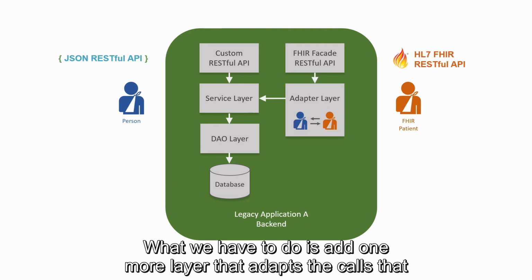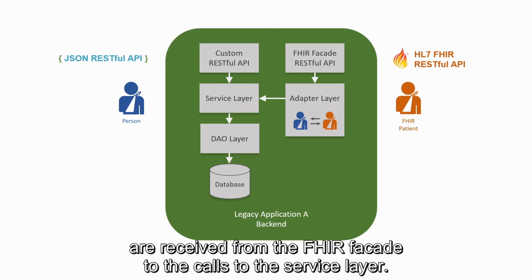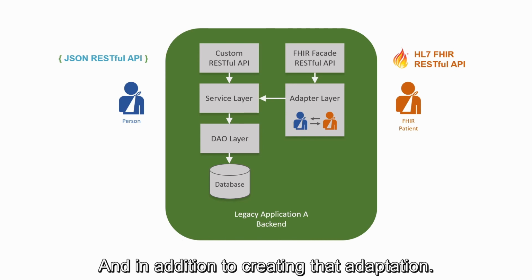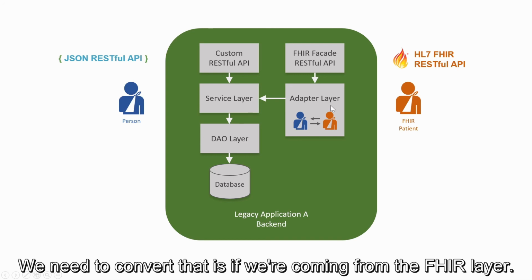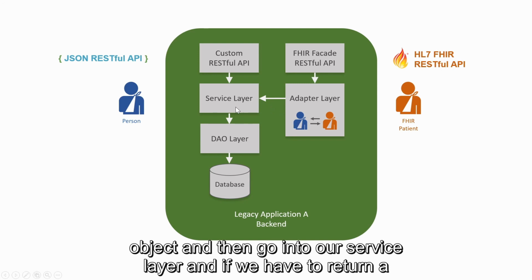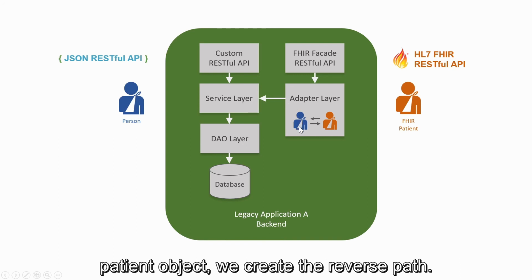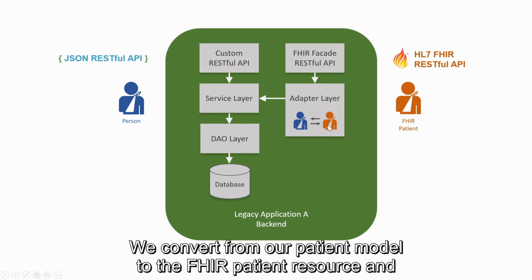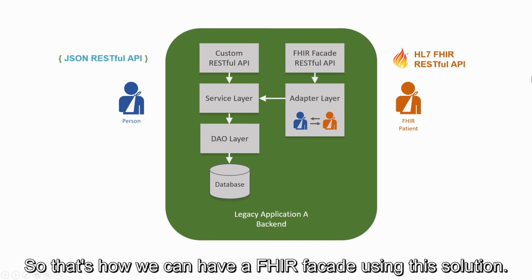What we have to do is add one more layer that adapts the calls that are received from the FHIR Facade to the calls to the service layer. And in addition to creating that adaptation, we need to convert, that is, if we're coming from the FHIR layer, we need to convert from the FHIR patient object to the proprietary object and then go into our service layer. And if we have to return a patient object, we create the reverse path. We convert from our patient model to the FHIR patient resource and return the response. So that's how we can have a FHIR Facade using this solution.